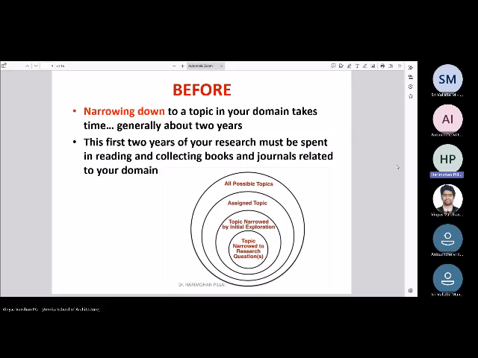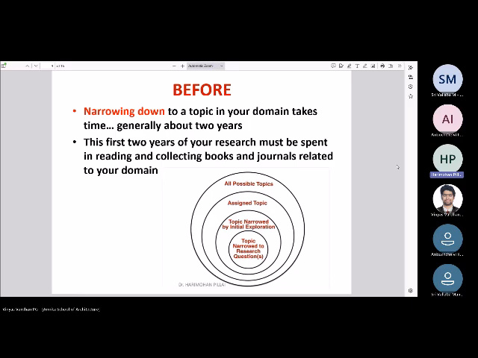Again, this whole idea of research, I told you, if you look at this circular kind of diagram here, you see the outermost circle says it is all possible topics. Out of all the possible topics that can be taken up for PhD work in your own domain, you have to sift through them, and you are assigned a topic and see how closely you can narrow down to the new domain that you will develop, or new kind of ideas that you will develop as part of your final presentation. So narrowing down to a topic in your domain takes time.